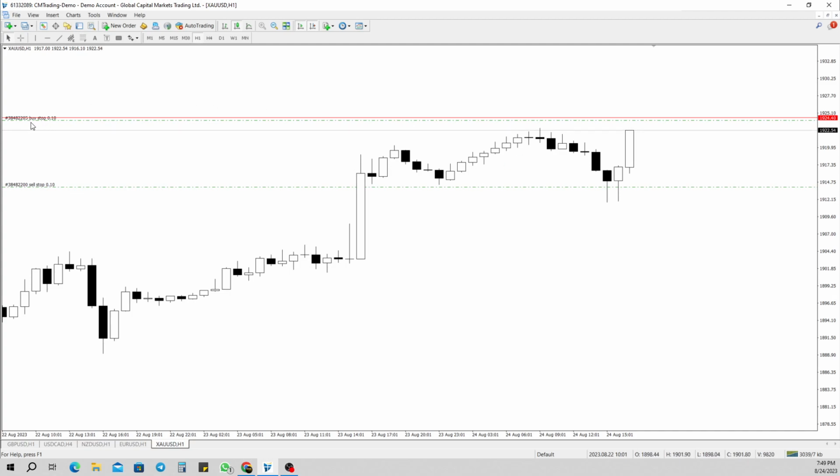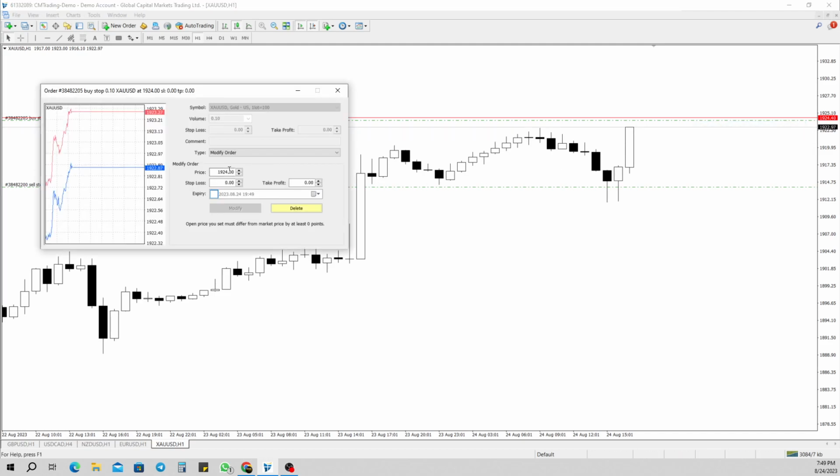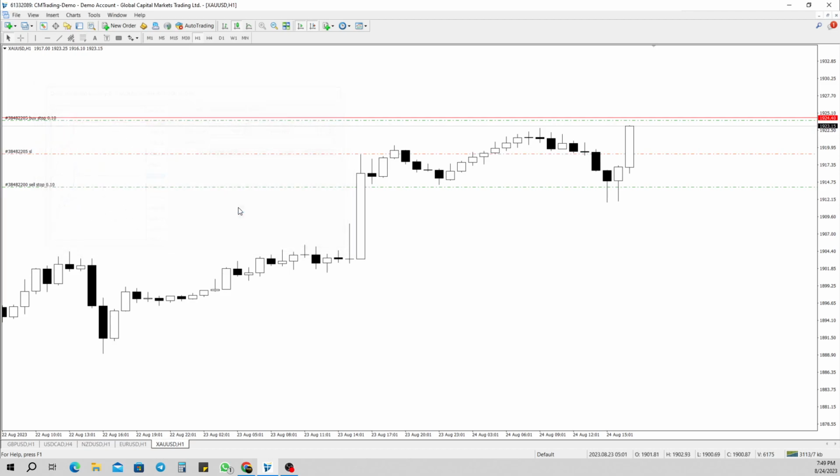So now we can see there's a buy stop order sitting right here. If the price goes above this 1924, as soon as it hits that, it will open a buy trade for you. And again, you can right click here, click on modify, and you can always put your stop loss. For example, if this buy order got executed, you want to put your stop loss at 1919, so you can use that 1919 and click modify, and your stop loss would be placed right there.